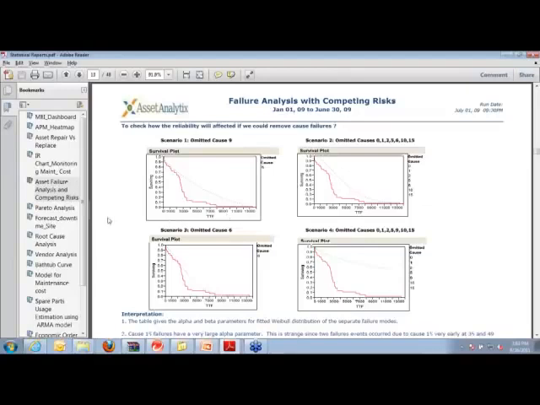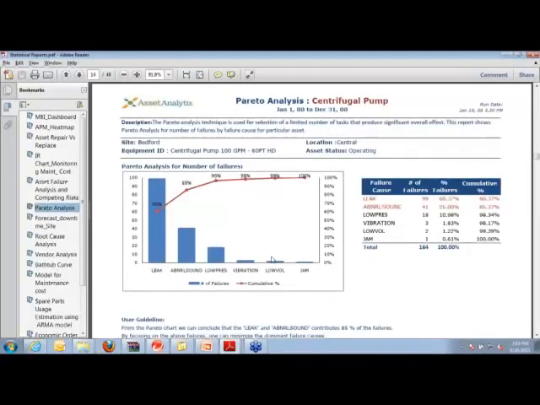Another simple example could be failure data, which can identify failure code and number of failures. And we can do it for downtime or cost or MTBF and identify which failures are really taking most of your time. In this case, 85% of the time, the first two are causing problems. So as a maintenance manager, we can focus on those areas rather than other areas.